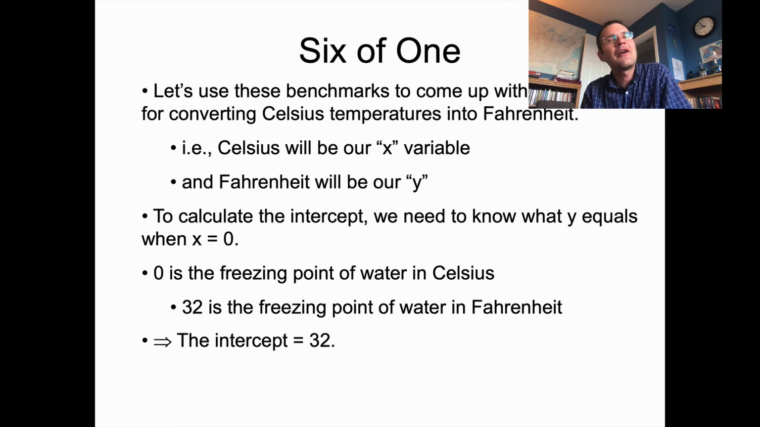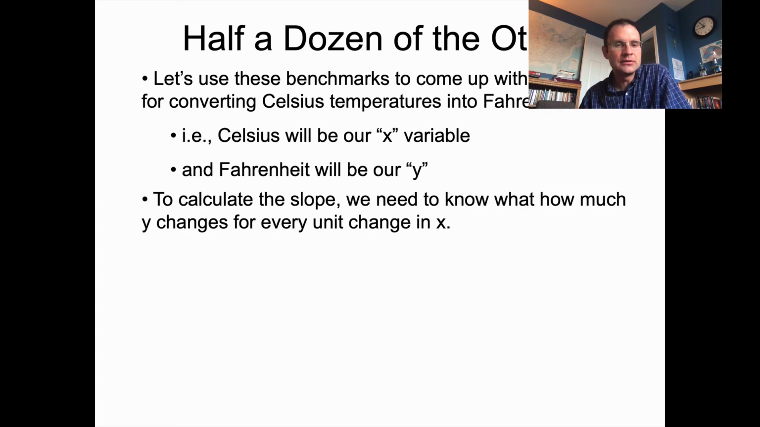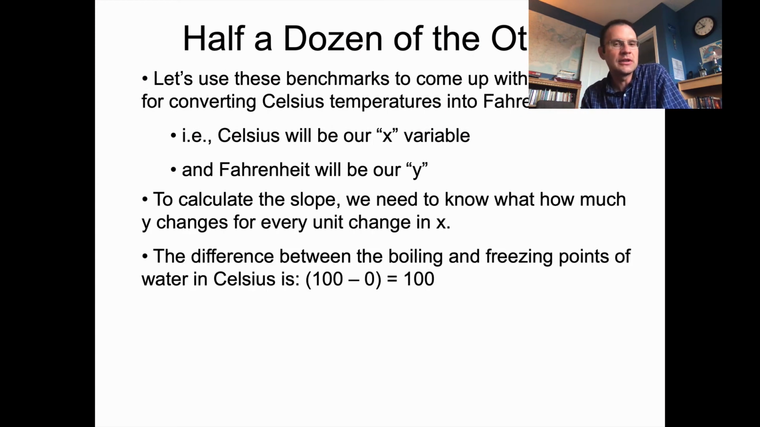How would you figure out what the slope is? Remember, that's supposed to be the rise over the run. How much does Fahrenheit change for each unit change in Celsius? Knowing what we know, what can we use to figure that out? The difference between the boiling and freezing points of water in Celsius is 100 degrees. What is the corresponding change in Fahrenheit?